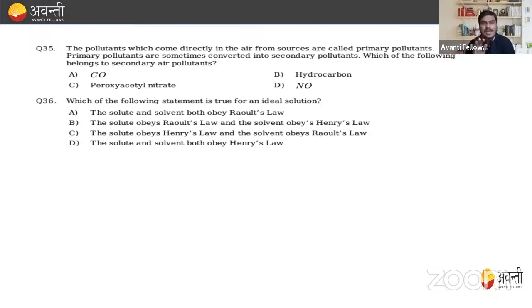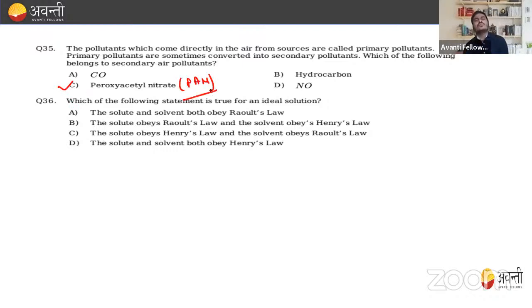Okay, what is easy in this? They have already given what is a primary pollutant. Primary pollutant means which comes directly from the sources, like carbon monoxide, which is from the incomplete combustion of vehicles that produces CO. Hydrocarbons are also present in the atmosphere. NO is also present. NO also comes out from vehicles, incomplete combustion and all. So out of these four, only peroxyethyl nitrate, that is PEN, also known as, beta, PEN, right?